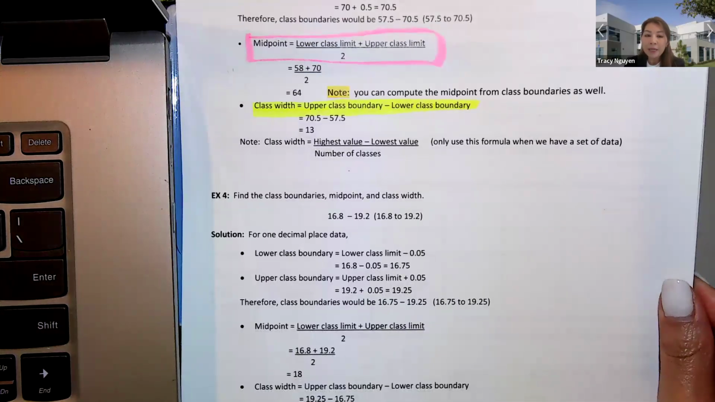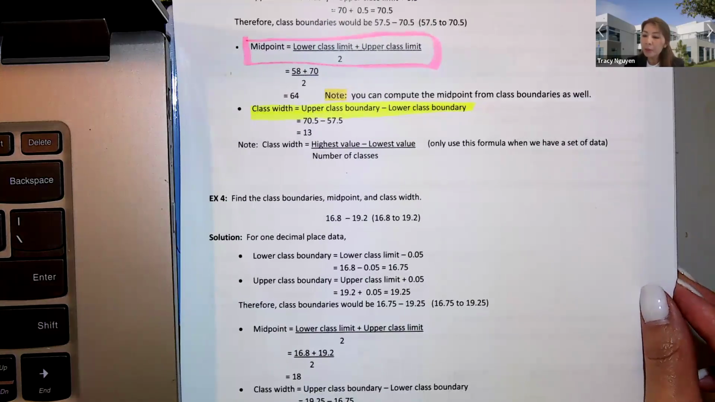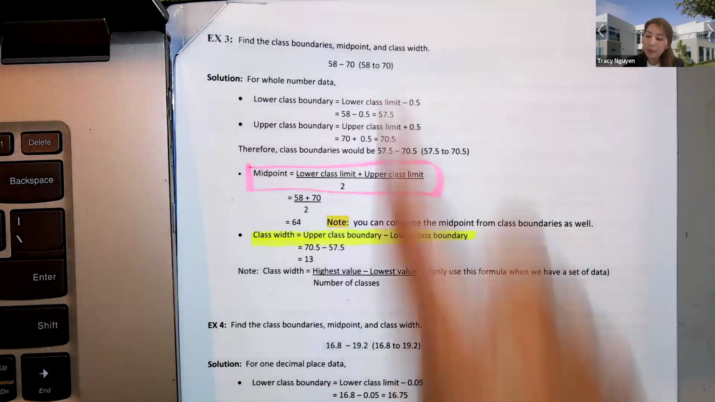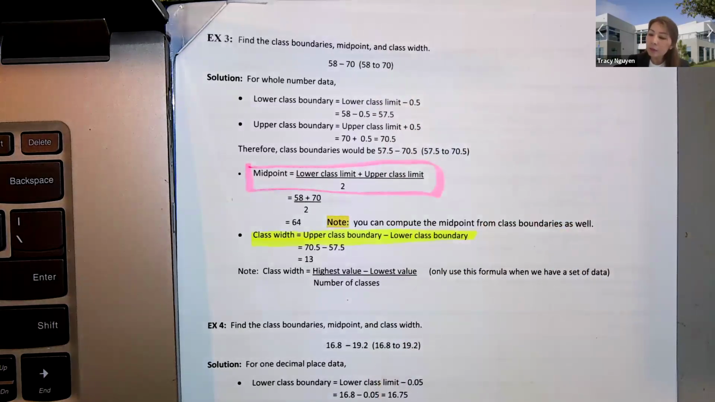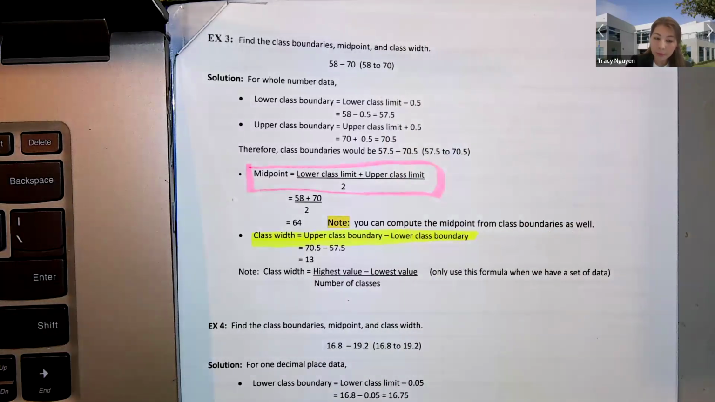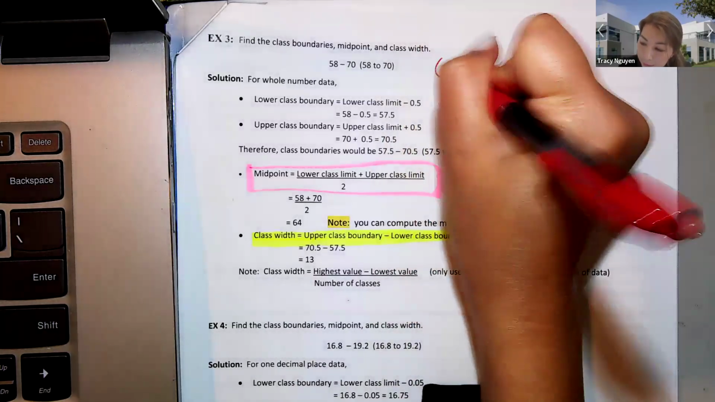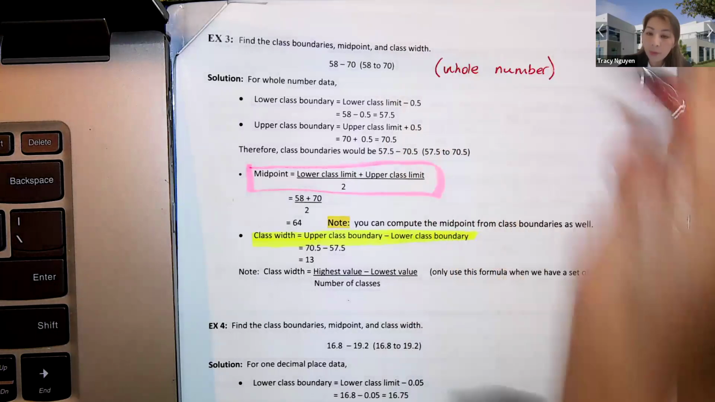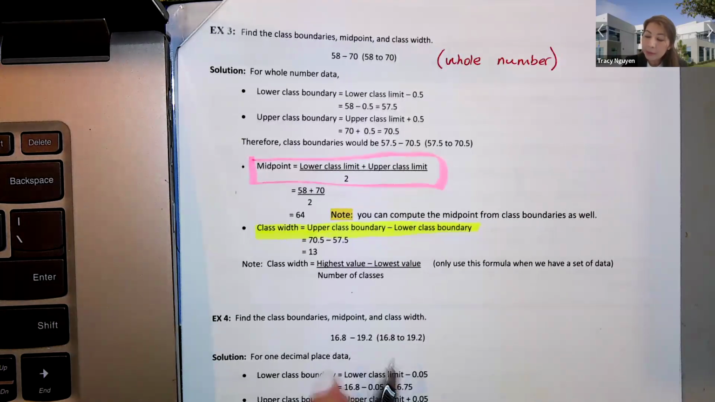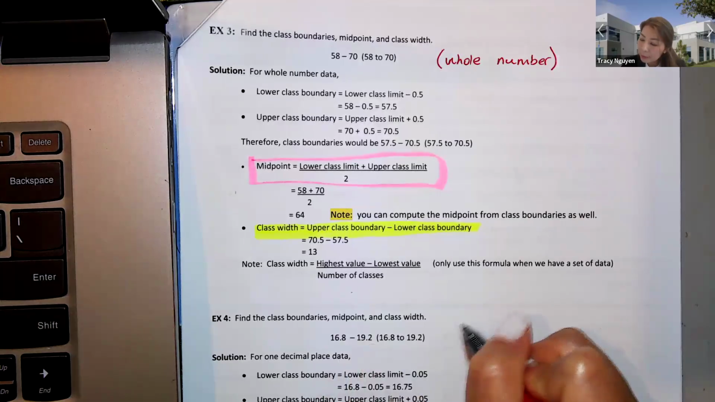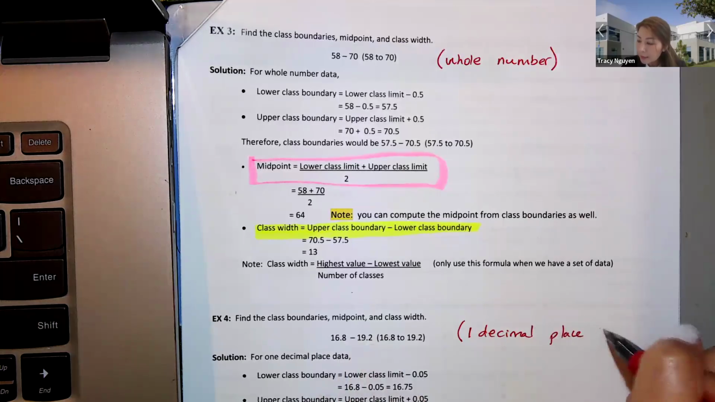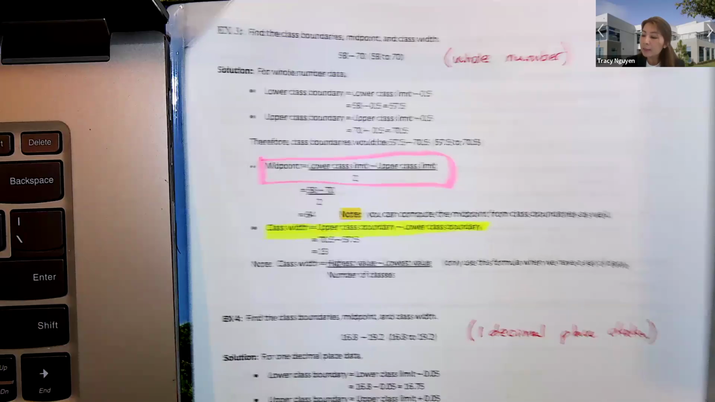Okay. Now for example 4, very, very similar to what we have in example 3. The only thing I changed here is from whole number to one decimal place data. So why don't we write this one down? The class limit from 58 to 70, this is what we have for whole numbers. The class limit from 16.8 to 19.2, this would be one decimal place data. And how can we tell? Because we have one digit after the decimal point.